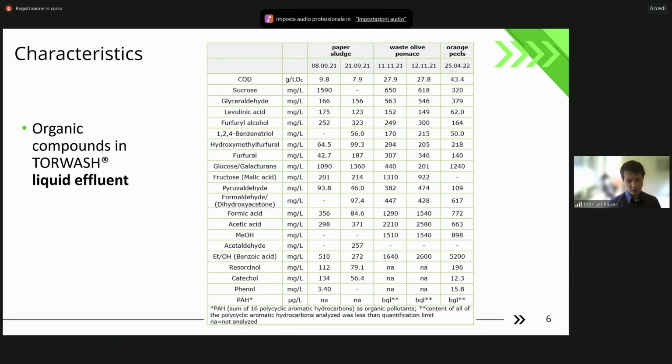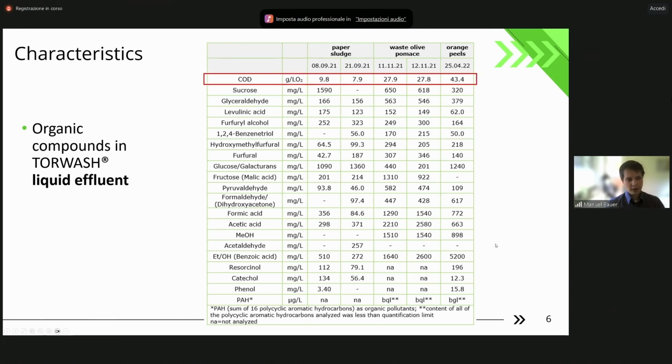And if we now have a look at most of the analysis we usually do with hydrothermal process water, just the main constituents of that, like furfurols and sucrose and so on, which together give the COD, the chemical oxygen demand. We see that we do not have so much organic in the paper sludge, we saw it before. We do have a lot in orange peels and a little less in waste olive pomace. So as you heard before, this makes it interesting for anaerobic digestion.